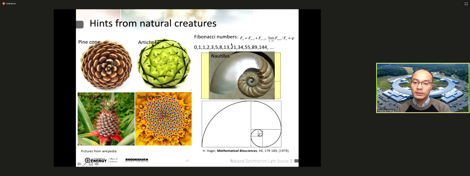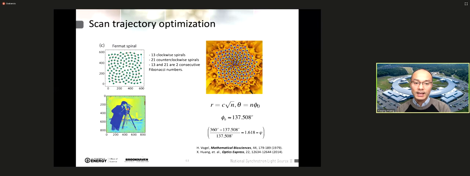And in order to create such a pattern, we can use a very elegant, very simple equation, actually two equations. One of the equations involves a golden angle. This angle is so magical: it separates a full circle, 360 degrees, into two parts, and the ratio between these two parts is the golden ratio. This angle is also referred to as the golden angle.